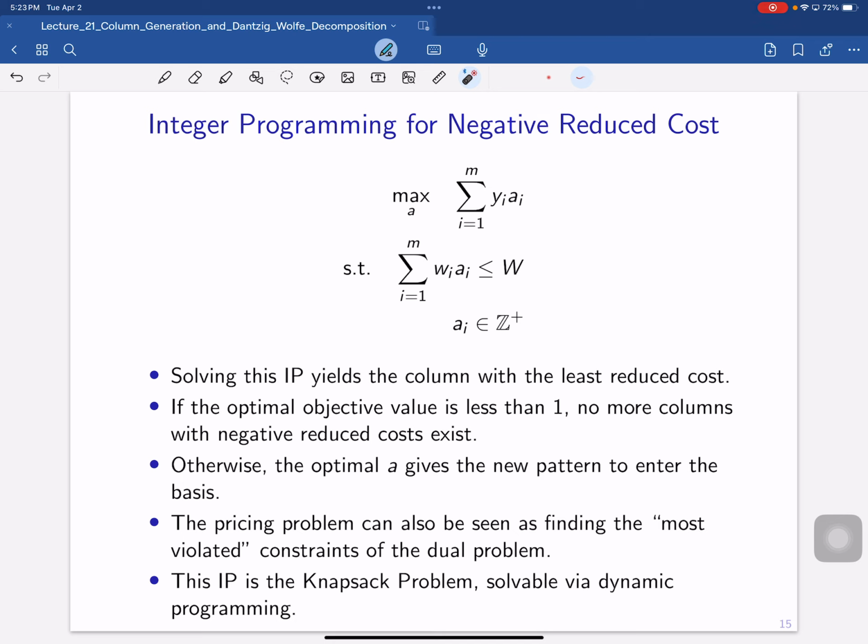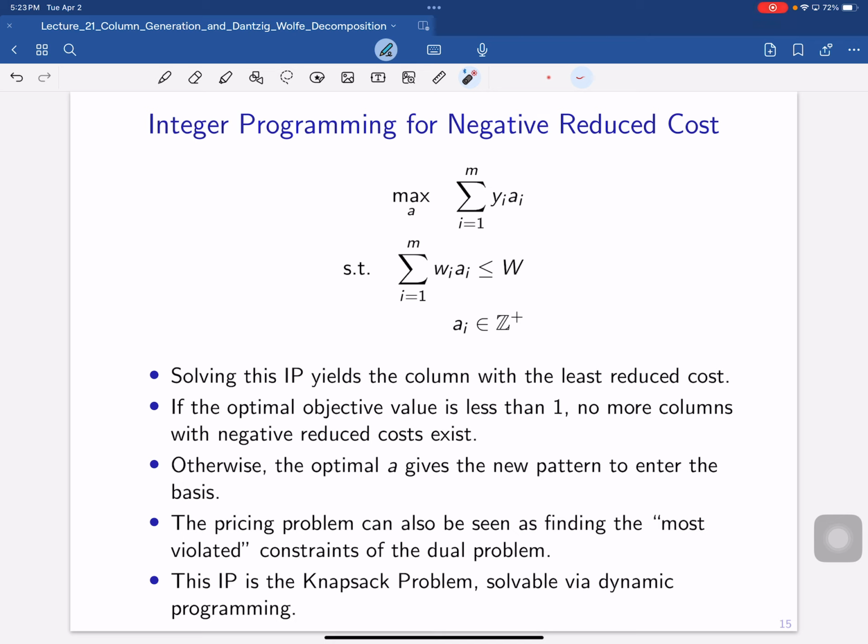Okay, yeah. And then another way to interpret the pricing problem is the following. If you think about the dual of the master problem, instead of finding the pattern with the minimum reduced cost, you are essentially finding the so-called most violated constraints of the dual problem. Right? So the dual problem specifies all the reduced costs should be non-negative, right? That is equivalent to saying that, in the dual problem, you have some violated constraints, right? The dual will specify all the reduced costs should be non-negative.